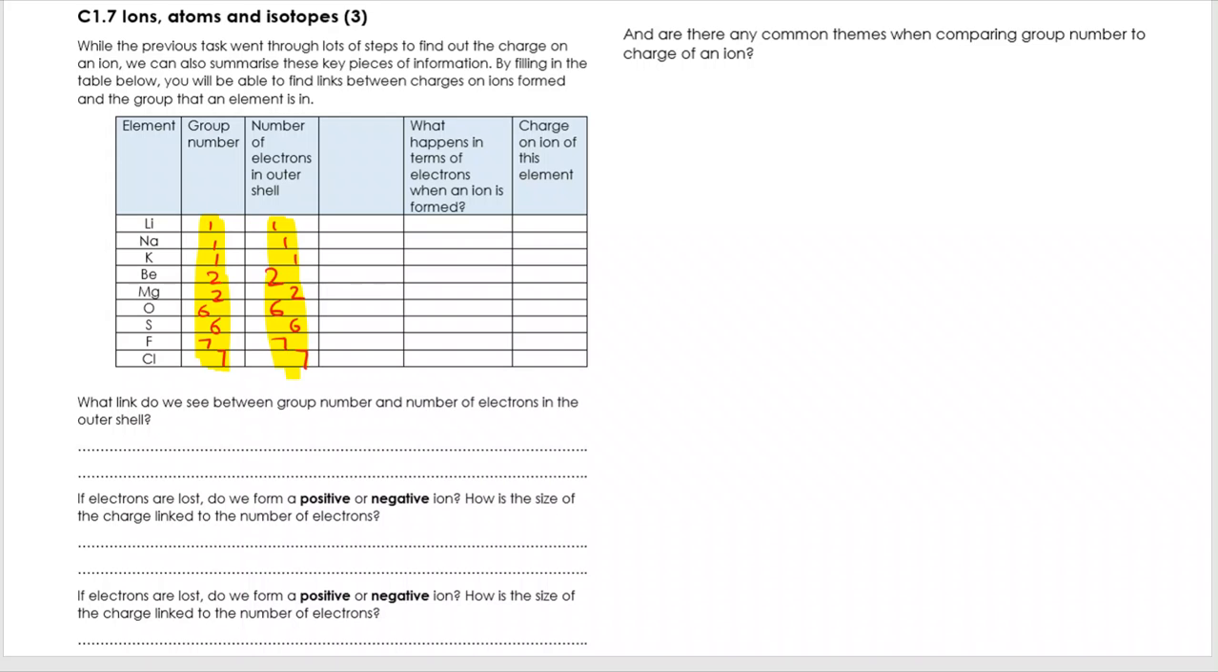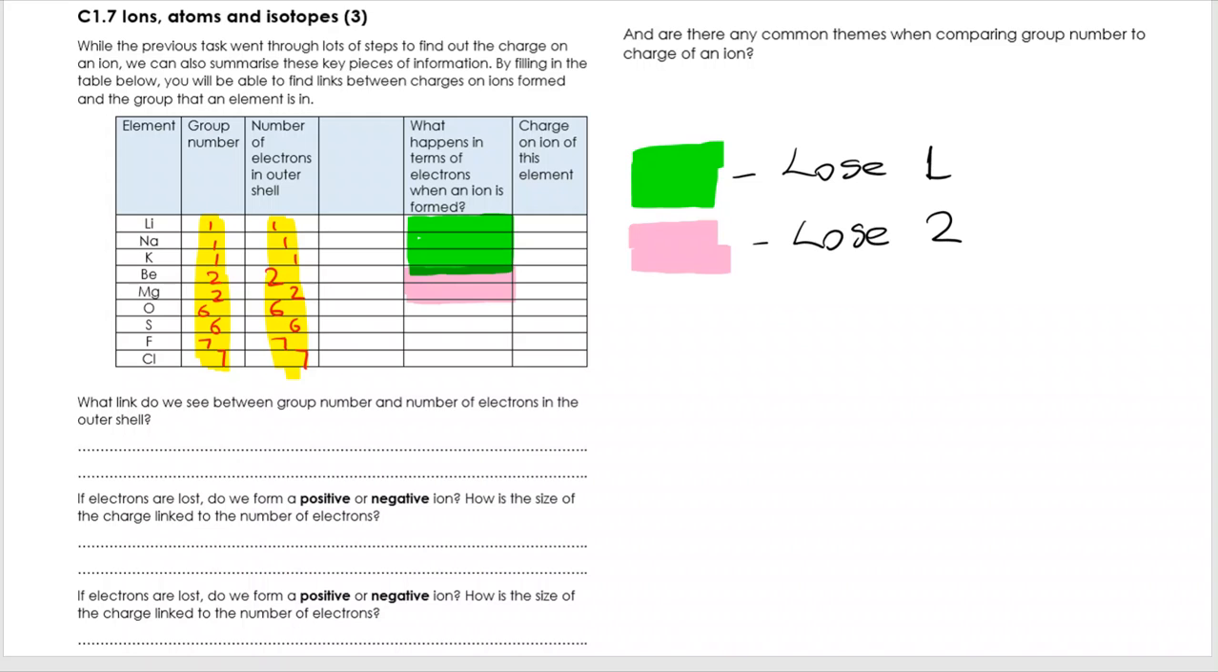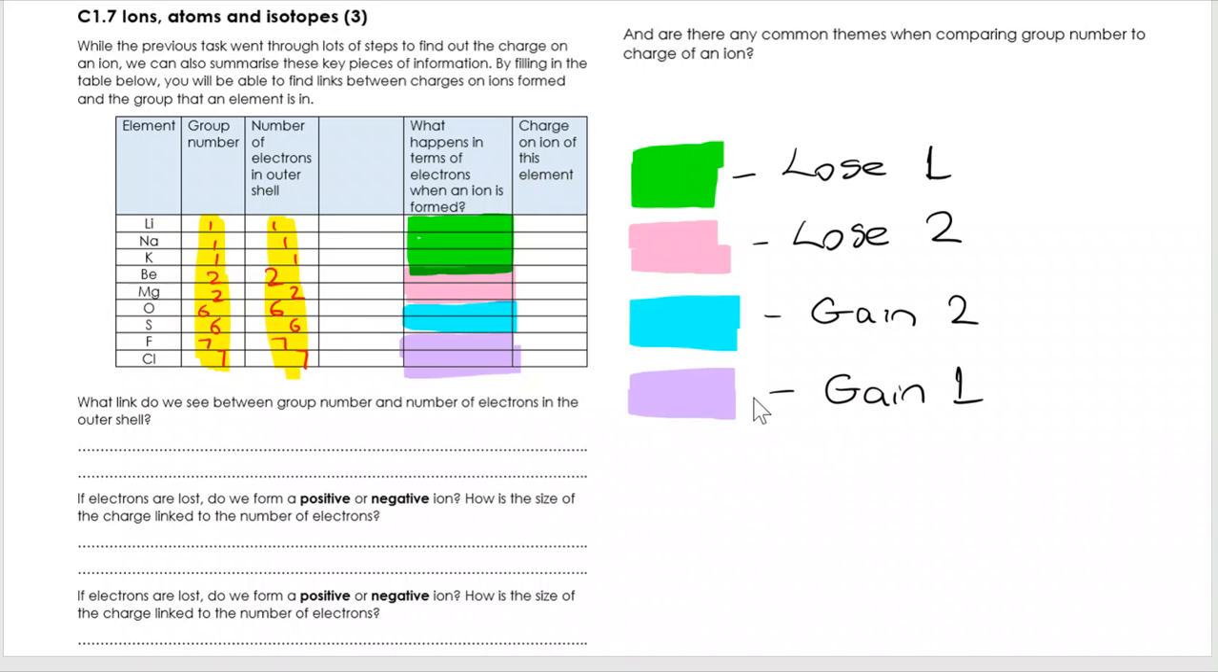Now, we spoke in the previous examples about losing or gaining electrons to get a full outer shell. All of group 1 will lose 1 electron to get a full outer shell, the easiest way. All of group 2 would lose 2 electrons to get a full outer shell. But by the time we move down to group 6, it would be easier for them to gain 2 electrons. And for group 7, it would be easier to gain 1 electron.